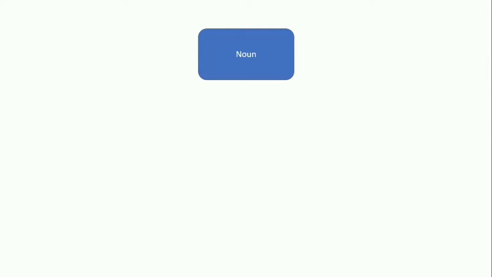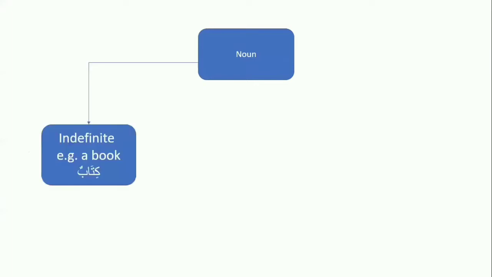In our first lesson, we'll be learning how to formulate nominal sentences. A nominal sentence is any sentence which begins with a noun. To be able to formulate a nominal sentence in Arabic, we need to know the difference between indefinite nouns and definite nouns. In English, we usually have the indefinite article a or an, which we place in front of a word to make it indefinite. For example, we say a book, or we can say an apple.